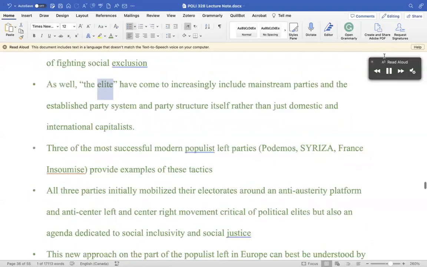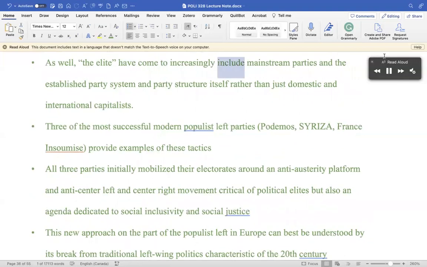As well, the elite have come to increasingly include mainstream parties and the established party system and party structure itself, rather than just domestic and international capitalists. Three of the most successful modern populist left parties, Podemos, Syriza, and La France Insoumise, provide examples of these tactics.